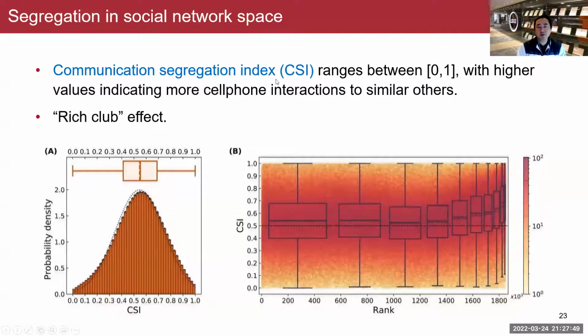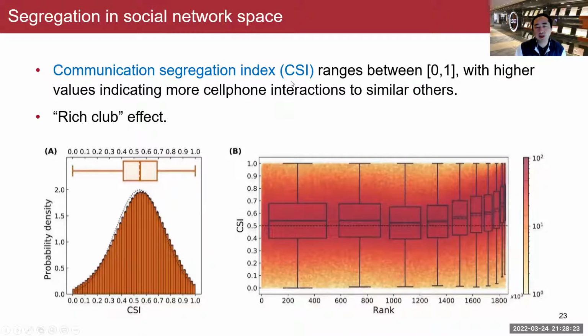A very unique feature of our index is that the baseline is 0.5. If one person communicates with all other people in the city randomly, that index will be 0.5. If you look at the overall distribution of the city, you see the mean value is about 0.55, which means the overall segregation of the city is still more than this baseline value. People are still more socially exposed to similar others. And also at the right side, we do additional stuff.